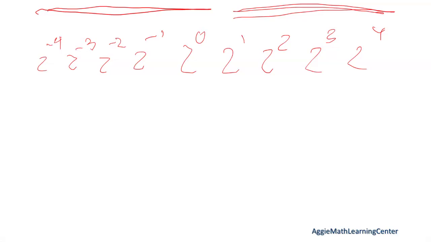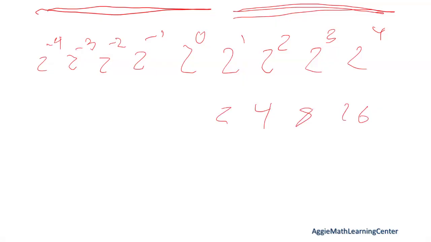But let's notice a pattern. What's 2 to the 1? Someone give it to me. 2 to the 1 is 2. What's 2 to the 2? 4. What's 2 to the 3? 8. What's 2 to the 4? 16. Perfect. Now let's notice a pattern to get to these mysterious negative ones.